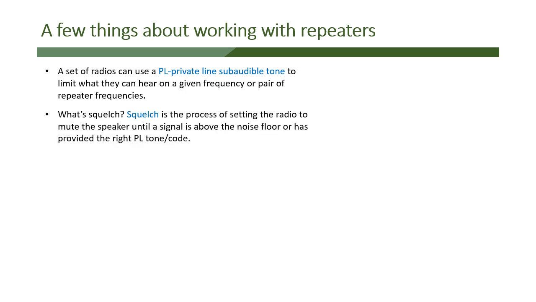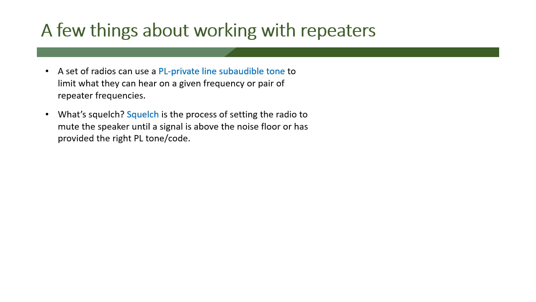So one of the things that we use is what's called a squelch, and a squelch is the process of setting the radio to mute the speaker until a signal is above the noise floor or has provided the right PL tone or code. So normally when you turn on a radio, you hear a lot of white noise on the receiver. It's very exhausting to hear that white noise. And mostly in FM repeater work, we don't want to hear that white noise at all. So we turn the squelch up until we no longer hear that white noise. Now any signal that's higher than the white noise will then turn off the squelch and turn on the speaker, and I will hear that signal. And when the signal goes away, the squelch will then turn back on and I won't hear any white noise.